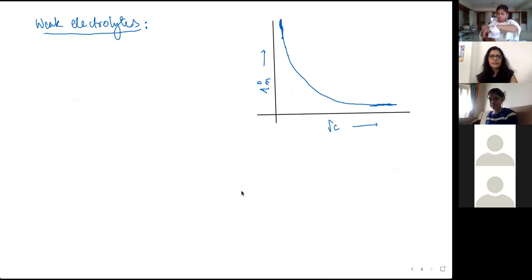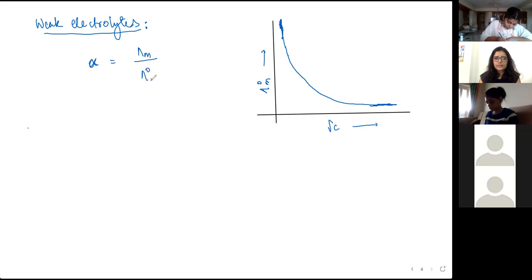Also, it has been found out that, again, there is no derivation as such for this, but the degree of dissociation is equal to lambda m upon the limiting molar conductivity, lambda naught m. So degree of dissociation, alpha.